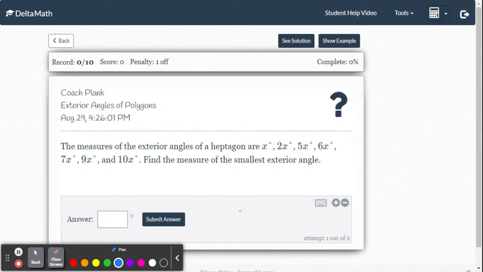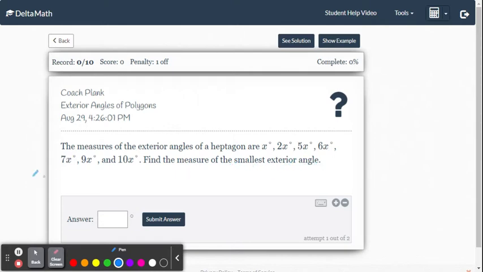This video provides a few examples for solving problems within the DeltaMath online system for exterior angles of polygons. So here's our first problem. The measures of the exterior angles of a heptagon are x, 2x, 5x, 6x, 7x, 9x, and 10x. Find the measure of the smallest exterior angle.